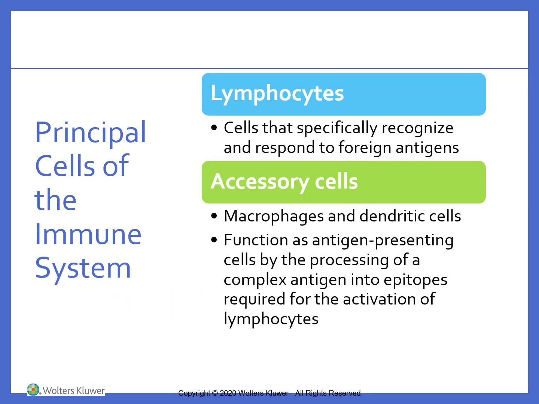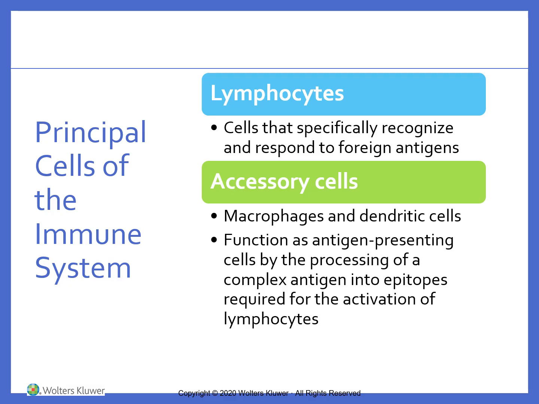Okay, so the cells of the immune system. We have lymphocytes. Lymphocytes are cells that specifically recognize and respond to foreign antigens. We have B lymphocytes and T lymphocytes, and we'll talk about each of those. And then we also have accessory cells. These include things like macrophages and dendritic cells.